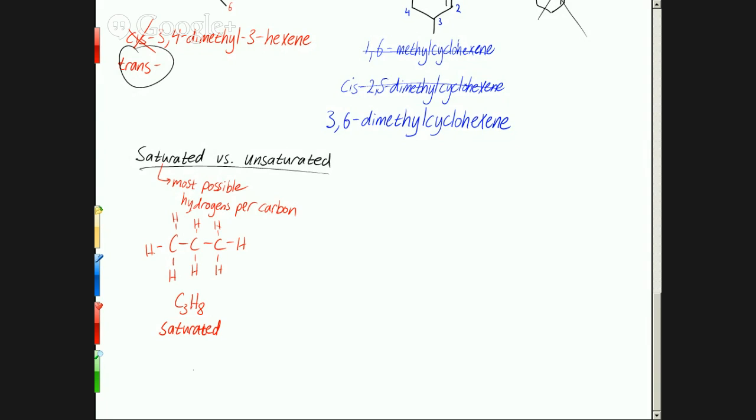So how can we have a compound that has fewer hydrogens than that? There are 2 ways that we can have compounds with fewer hydrogens. Double bond or triple bond. So if we put extra bonds in here, now we have something like this. Now we can't quite fit as many hydrogens in there. If we count that up, that's now C3H6. Unsaturated.